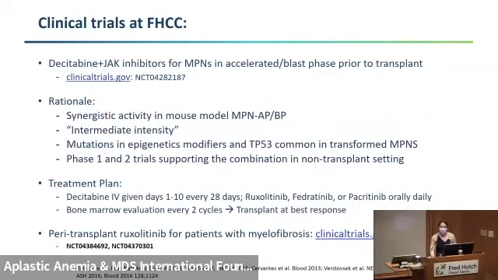I do have a clinical trial here that is particularly for patients with MPNs in accelerated or blast phase who are going to transplant, and it combines decitabine with a JAK inhibitor. There is some data that shows these are synergistic drugs, or help improve the way that each other works. In this trial, decitabine is given IV for actually 10 days for every 28 days the first 2 cycles, and then you could add either ruxolitinib, fedratinib, or pacritinib. And so we do bone marrow evaluations every 2 cycles, and we move patients to transplant at the best response.